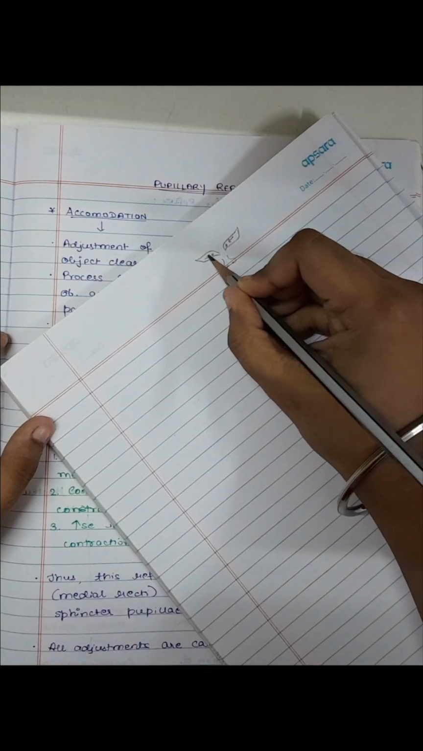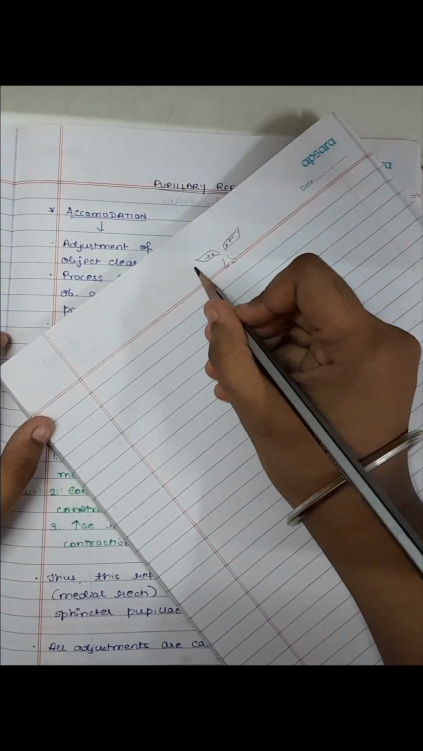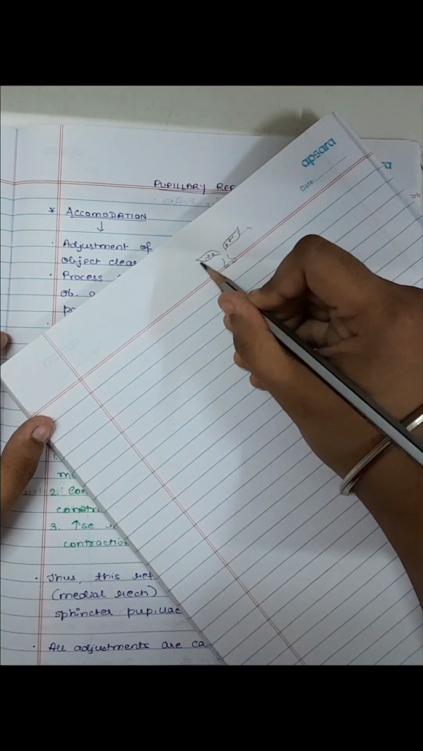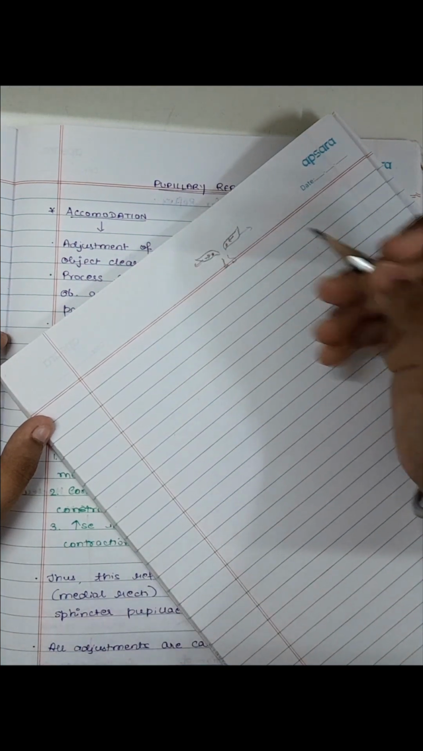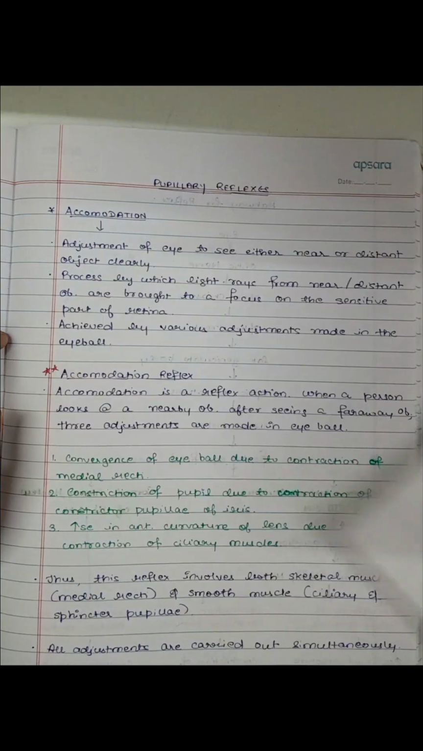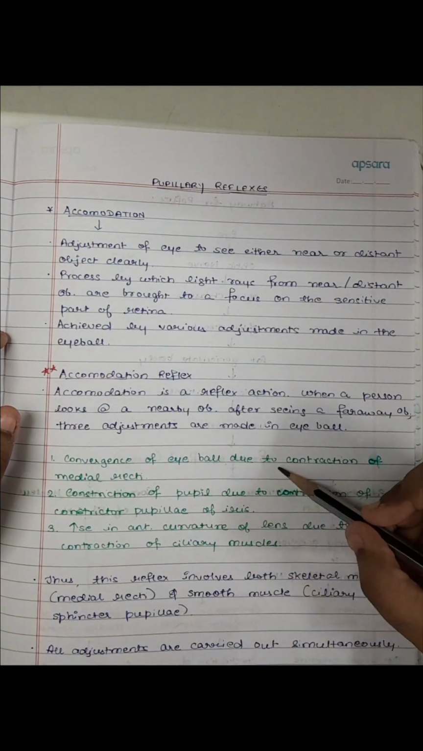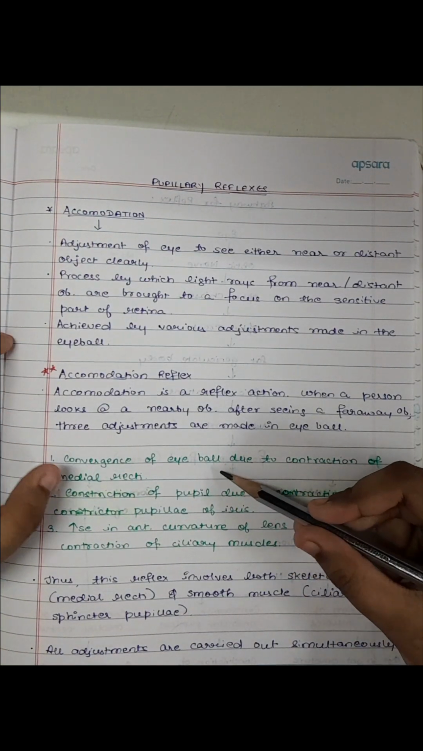Try looking at your nose right now. So it will converge. Converge means coming together. Diverge means going apart. Diverge will be in this direction. This is converging. So when you're looking at something really close, your eyeballs will converge. This is the first adjustment, convergence of eyeball due to contraction of the medial recti.